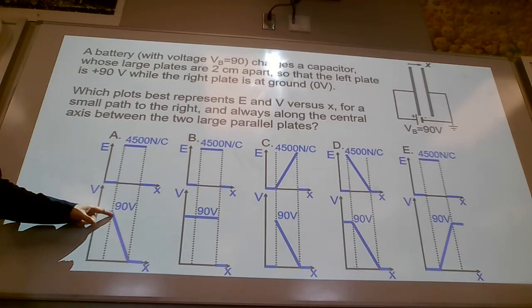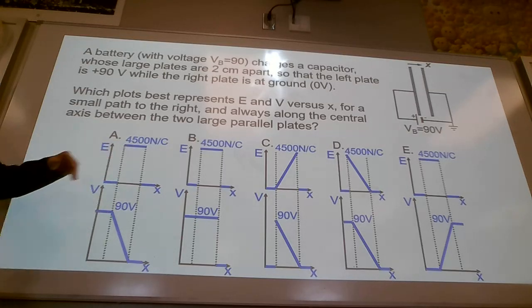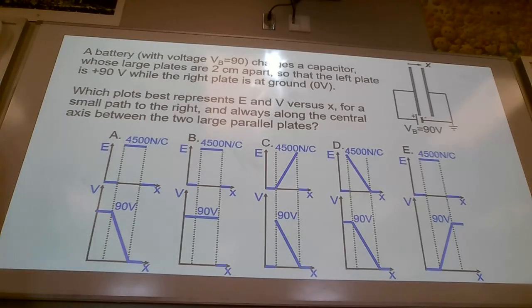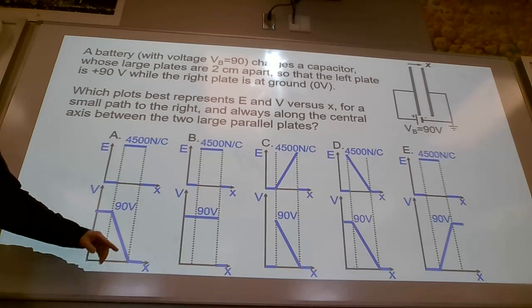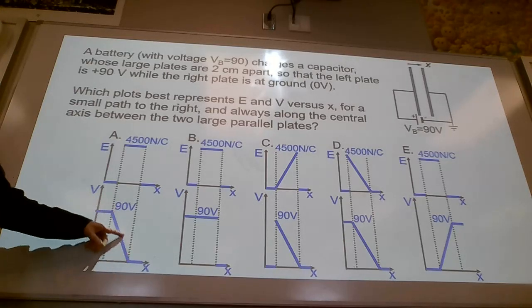And since the field is constant, you have a constant slope. Good with that? Going from a higher electric potential to a lower electric potential, positive plate to the negative plate, this would be your elevation gain on the landscape.